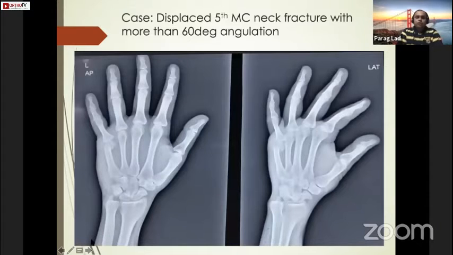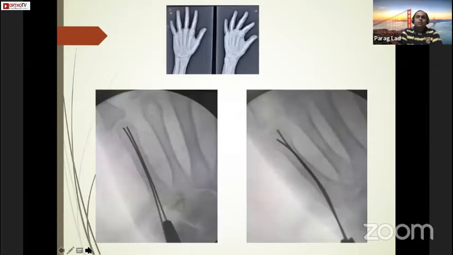In the X-ray shown here, we see a significantly angulated fracture at the neck level, 60-degree angulation. This is not accepted because the displaced fracture can cause a palpable bone in the palmar aspect of the hand, and they can be treated by the bouquet technique.